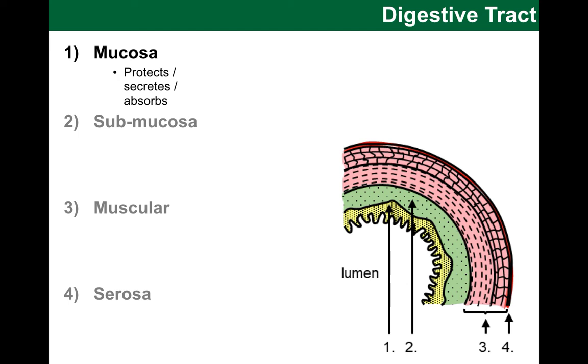The next layer is submucosa, and as the name suggests, it's below the mucosa. This layer is rich with glands, blood vessels, and nerves. So all about regulating the digestion.